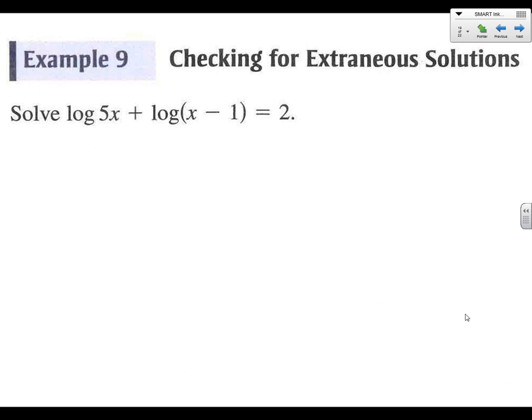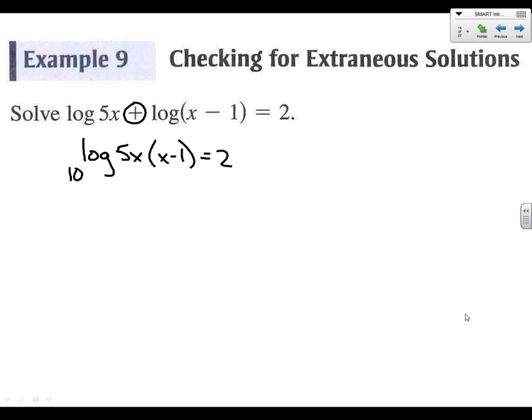Alright, last video. This is example 9. And so on this problem we want to solve for x once again. Alright, we have our rules for condensing, so we're going to go ahead and do that. Log base 10 of 5x plus log base 10 of x minus 1. We can condense it into a single log.